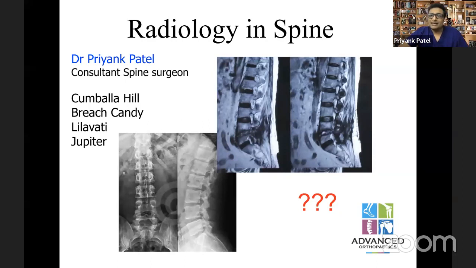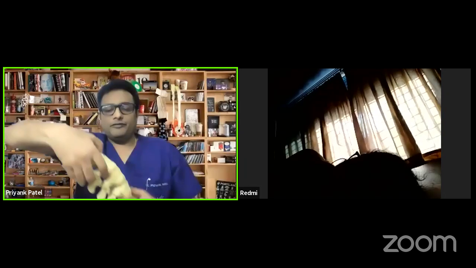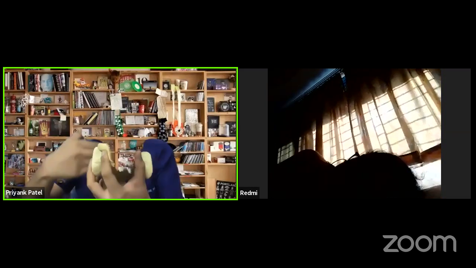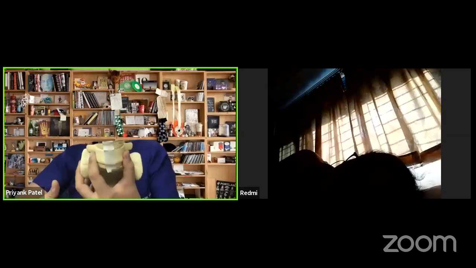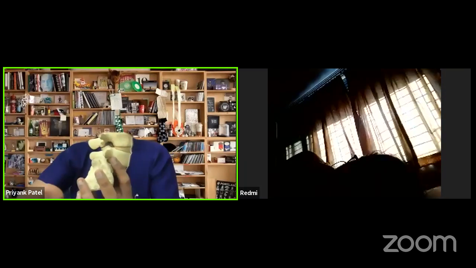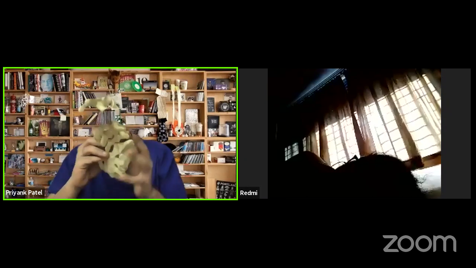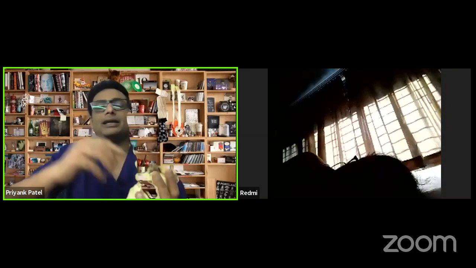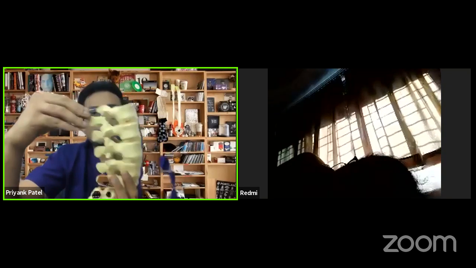So what exactly is a sagittal section? I'm just going to stop sharing the screen for a bit, and just have a look at what I want to show you here. If you look at the spine from the front to back and you cut the spine like this, you get coronal sections. When you see the spine from the side and you cut it like this, you get the sagittal sections. And when you see the spine from the top and you cut it like this, you get the axial sections. The idea of an MRI is that you get sections in different planes.